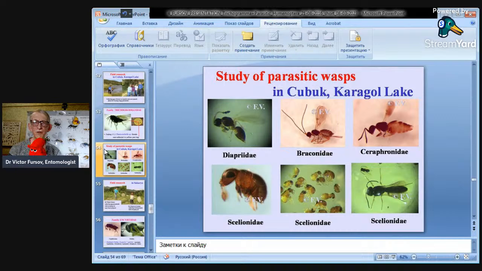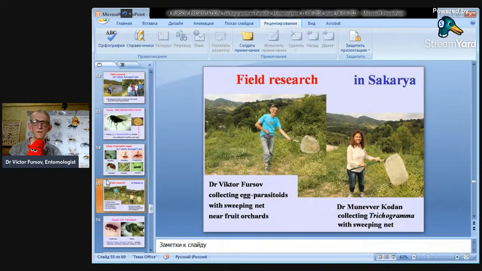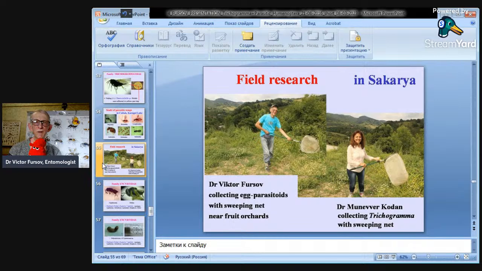In Cubuk, several other families of Hymenoptera were collected, including Diapriidae, Braconidae, Scelionidae, and others. A very simple but very careful method of collecting, using a sweeping net or butterfly net, was used as well. So I collected material again near roadsides and green areas, here together with our Turkish colleagues.